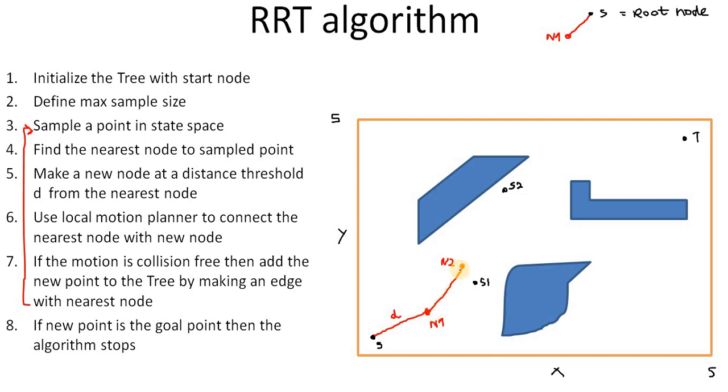Okay, and we connected it, and we see that the edge that connects N1 and N2 is also not colliding with the obstacle. So now we add N2 in the tree, and the parent of N2 is N1. Here we added another node in the tree, which is N2.